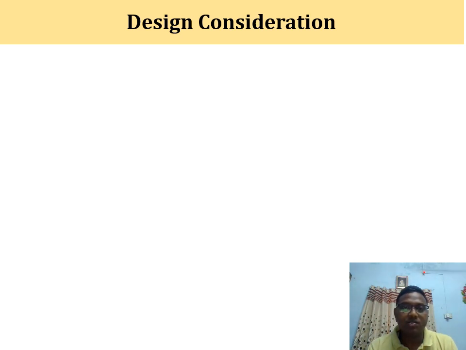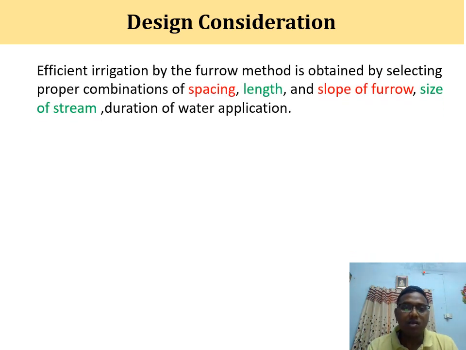Now we will see the design considerations. What are the points we should consider for furrow irrigation? Efficient irrigation by the furrow method is obtained by selecting the proper combination of spacing, length, slope of the furrow, size of the stream, and duration of water application. Spacing is the spacing between two furrows.